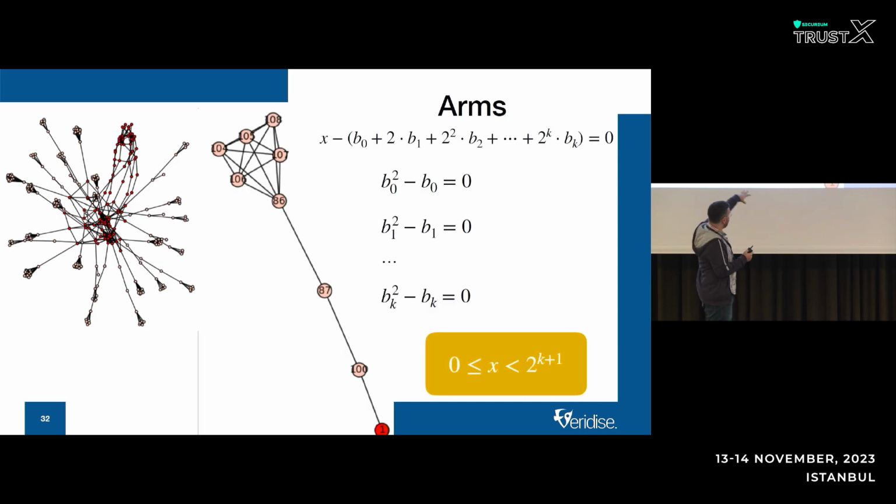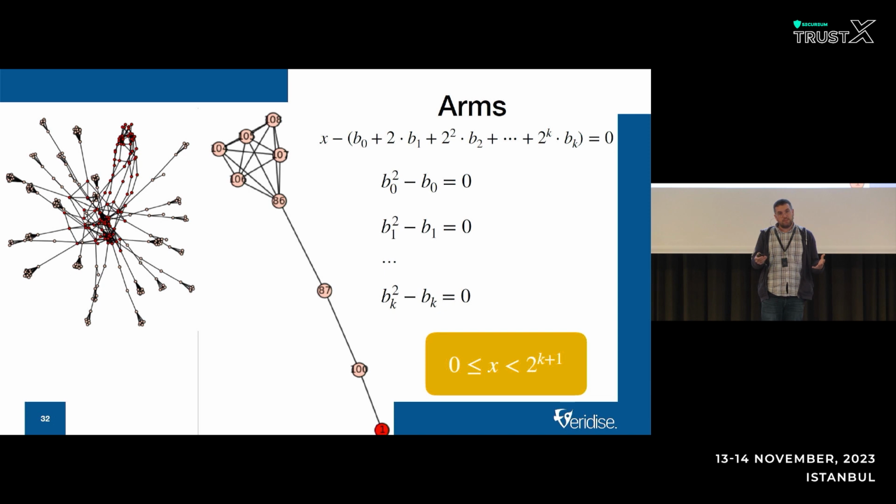If you look at one of the arms, for instance, I just picked out one of the arms, it corresponds to these equations and variables, right? And basically what it is saying is that B0, B1 up to Bk are bits, because they are all 0 or 1, and x is given by a binary expression in the form above. Which is basically saying that x is between 0 and 2 to the k plus 1. This is just a range constraint, right? Expressed in terms of polynomials.